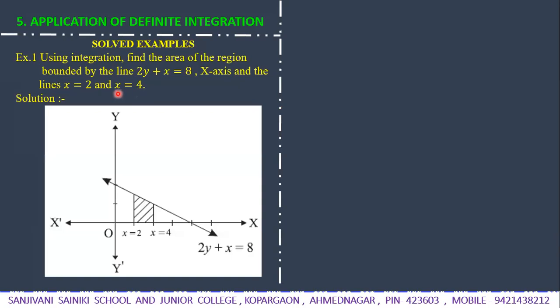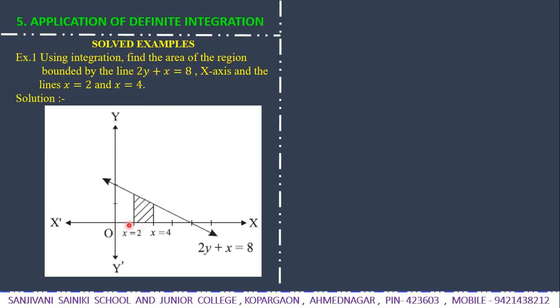First of all, we must be able to draw the graph of the given function. So 2y plus x is equal to 8. If you put x is equal to 0, you will get y is equal to 4. So (0, 4) is the first point through which this line passes. Then to find the other coordinate, put y is equal to 0, you will get x is equal to 8. So (8, 0) is the second point. Join these two points and draw the line. This is the given curve.